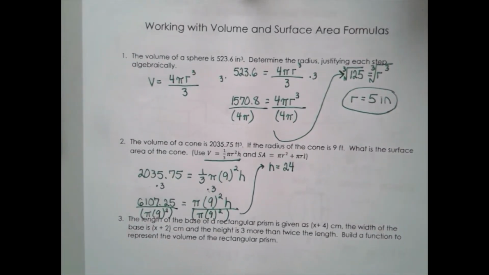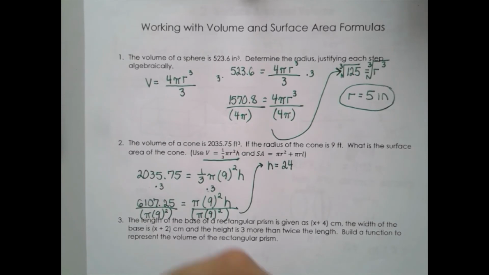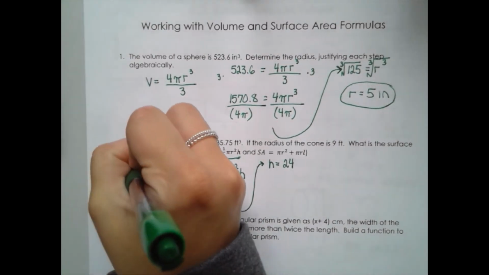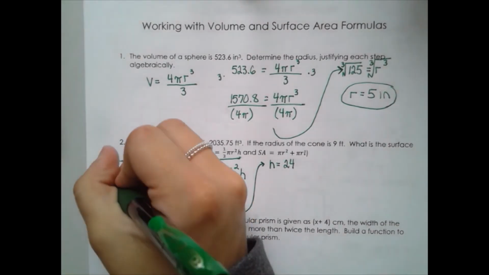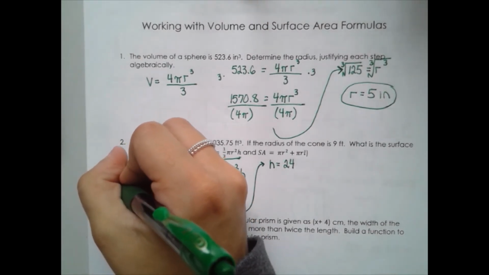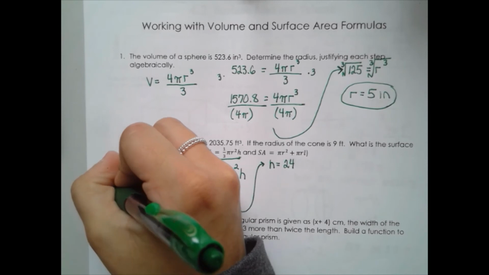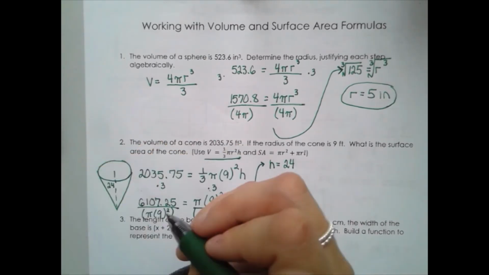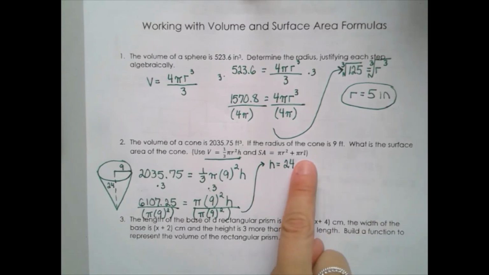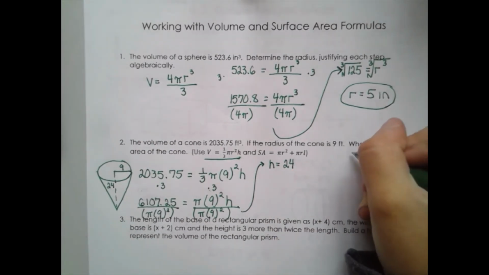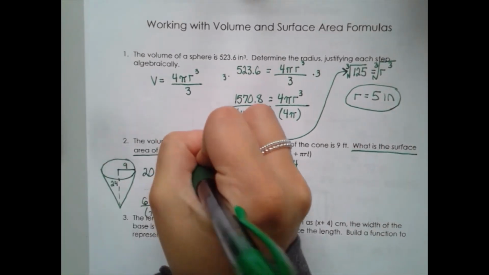Now we're talking about a cone here, so I'm just going to sketch this out because sometimes a picture is really helpful when we work with these problems. Our height is 24. The radius is 9. And it wants us to find the surface area of the cone. So what is the surface area of the cone?